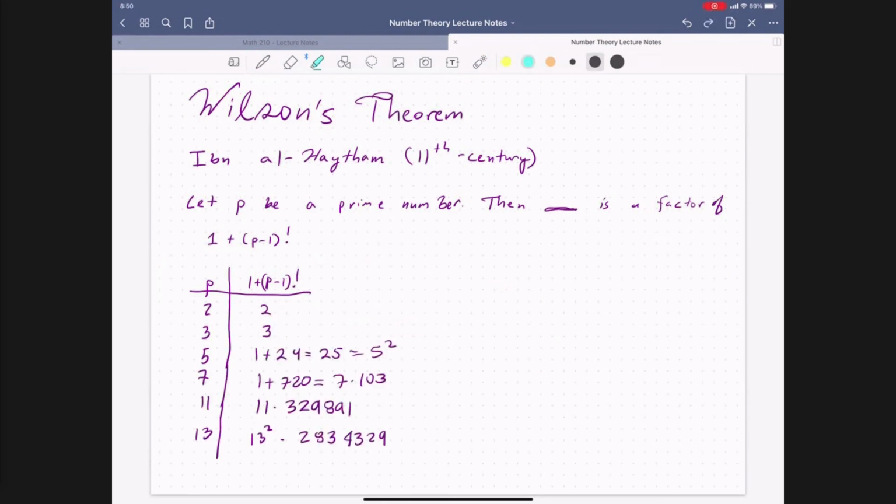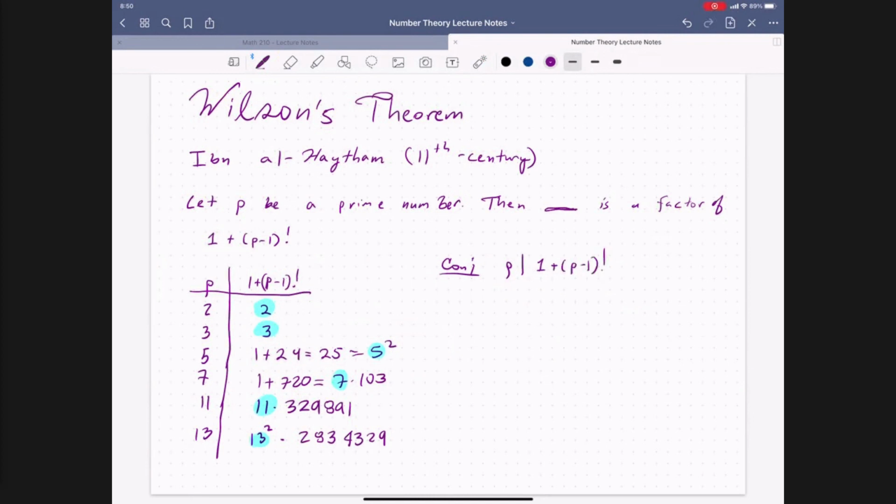Now that you have gone ahead and done a couple of examples, let's see what we've got. If we look at 1 plus (p minus 1) factorial, for p equals 2, we just get back 2, and for 3 we get back 3. But once we get to 5, we get 5 squared, and at 7 we have a 7 as a factor. We look at 11, also a factor, and 13 is also a factor. So this led al-Haytham to conjecture the following: that if p is prime, then p divides 1 plus (p minus 1) factorial.